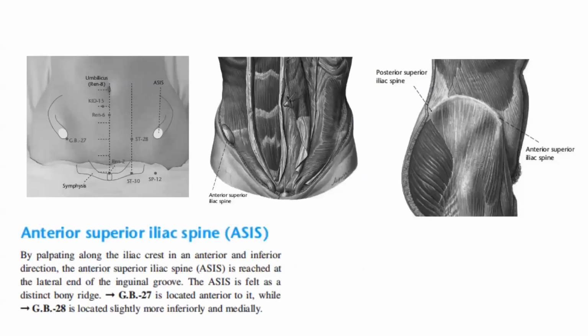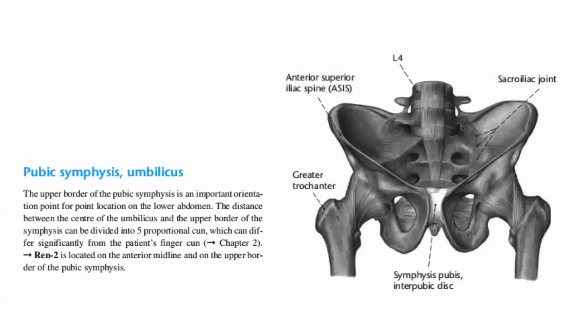By palpating along the iliac crest in an anterior and inferior direction, the anterior superior iliac spine, ASIS, is reached at the lateral end of the inguinal groove. The ASIS is felt as a distinct bony ridge. GB 27 is located anterior to it, while GB 28 is located slightly more inferiorly and medially.